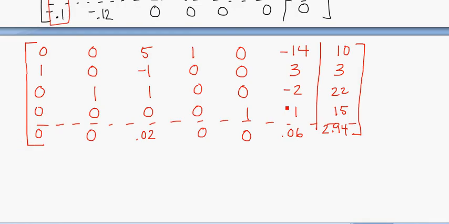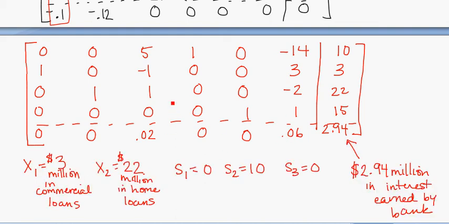In about 4 rounds of pivoting, which takes a while, and including getting through stage 1 and onto stage 2, we finally land upon this final tableau where we have no negative indicators. So let's write down the solution. We see that x1 will equal $3 million in commercial loans, x2 will be $22 million in home loans. We do have one positive slack variable, but that's fine. And we get an optimal value of $2.94 million in interest earned by the bank.